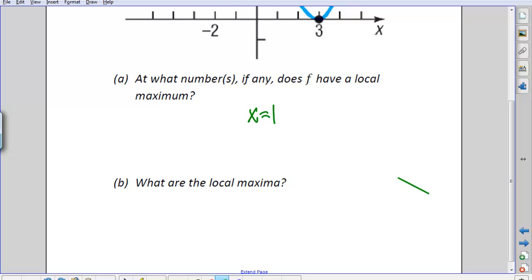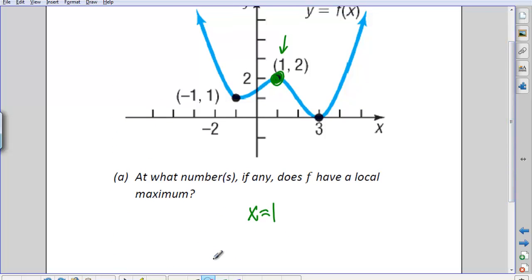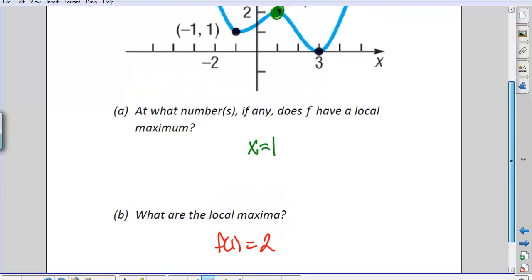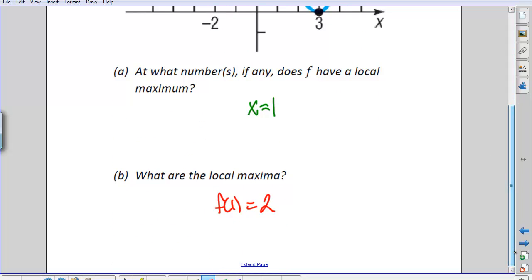And then, of course, the follow-up question, what is the local maxima? Okay, that's the y value. So the local maxima, f of 1 equals 2. Okay, that's the local maxima. The y value there, 2, is the maximum. So where is it? It's at this x value. What is it? That would be the y value.